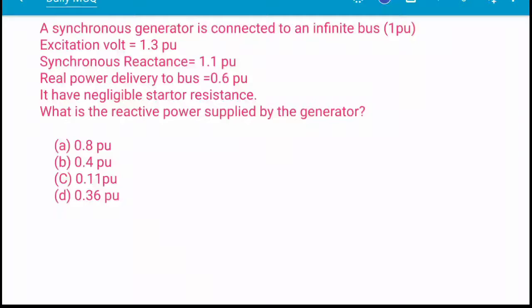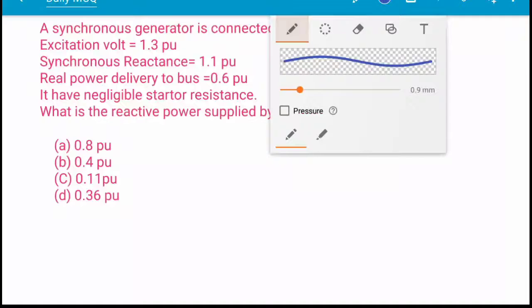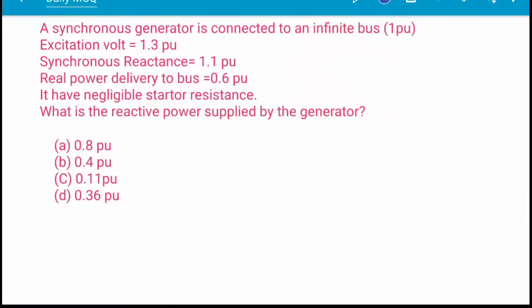Today's question is: a synchronous generator is connected to an infinite bus which has 1 per unit voltage. Excitation voltage to the synchronous generator is 1.3 per unit. Synchronous reactance is 1.1 per unit. Real power delivery to the bus is 0.6 per unit. It has negligible stator resistance, and the question is asking what is the reactive power supplied by the generator to the infinite bus. So we will start from the real power.